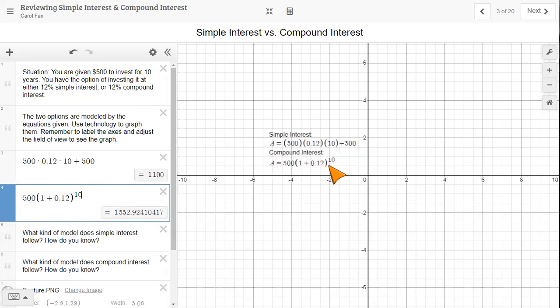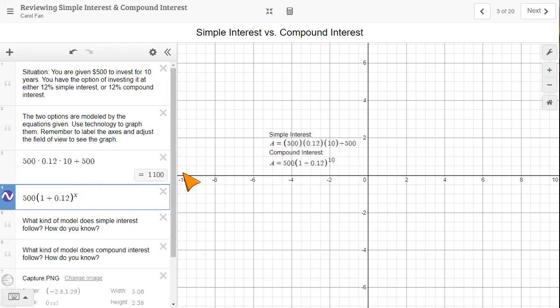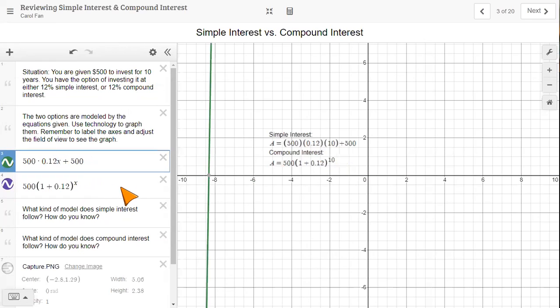Now, if I want to create an equation for this, I recognize that compound interest is an exponential relation. I know that it's exponential because the 10 is representing the years, and I could replace it with an X so that it just shows the number of years. Simple interest, I can replace the 10 and put an X there as well to have the number of years change.